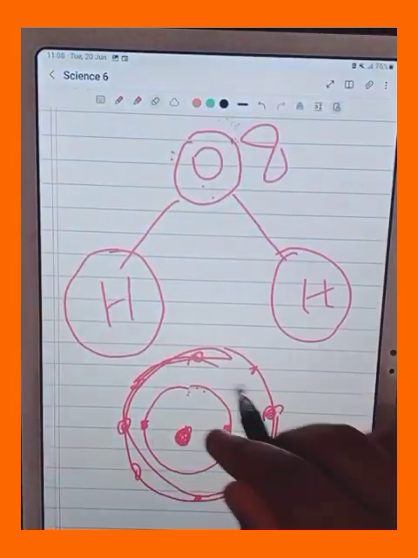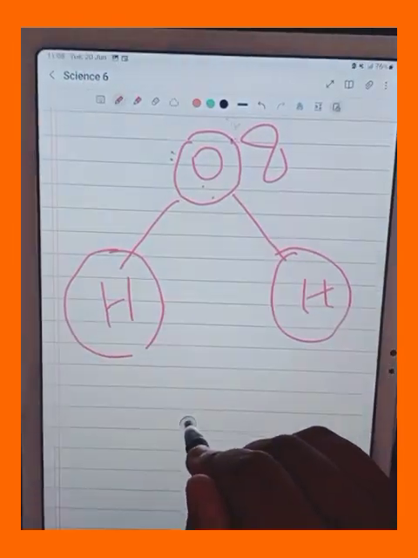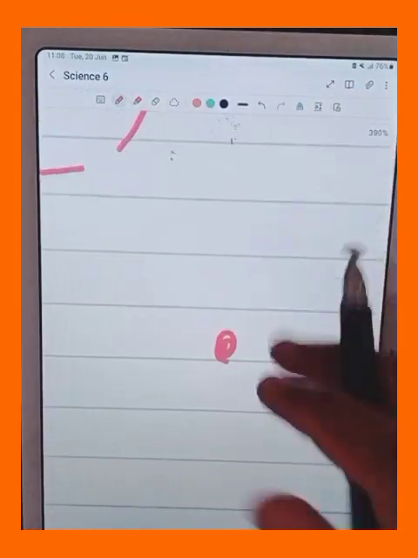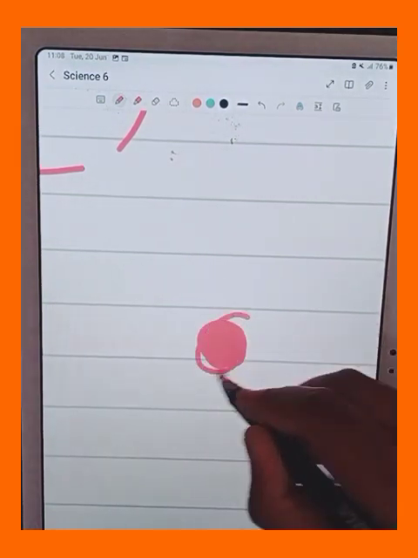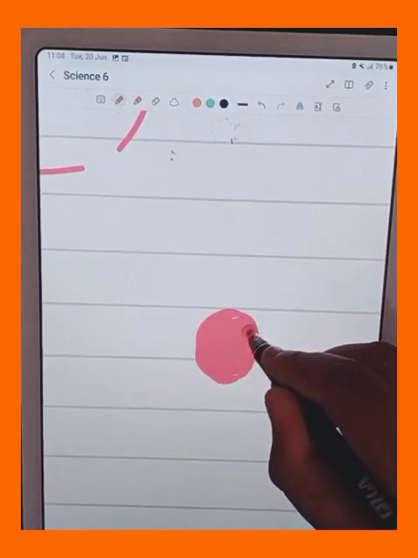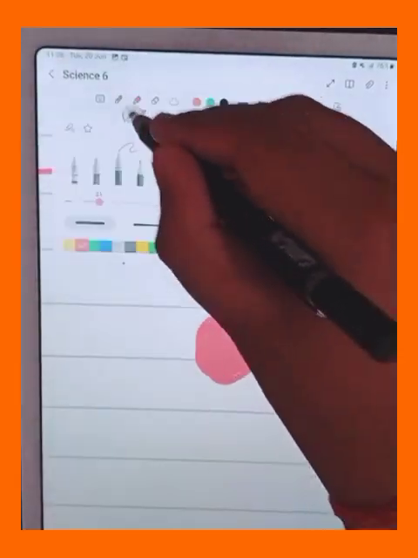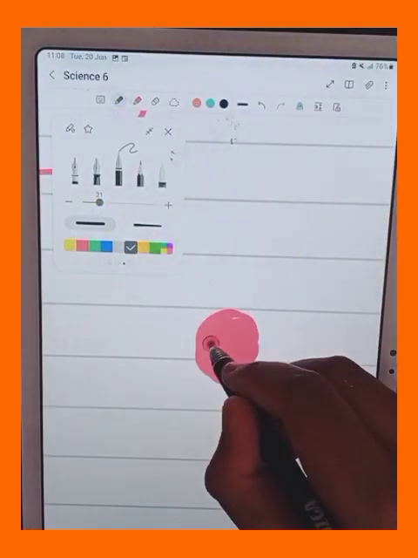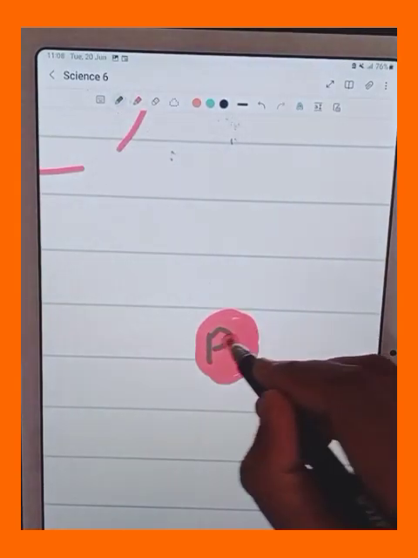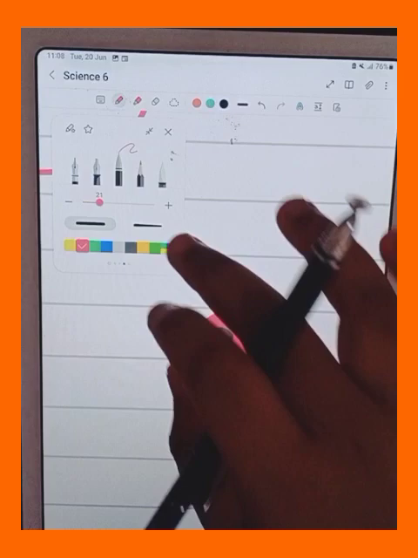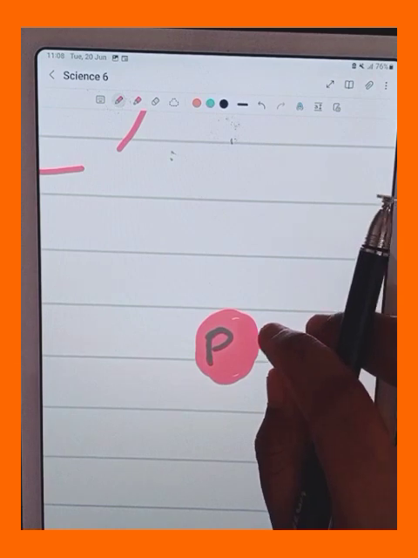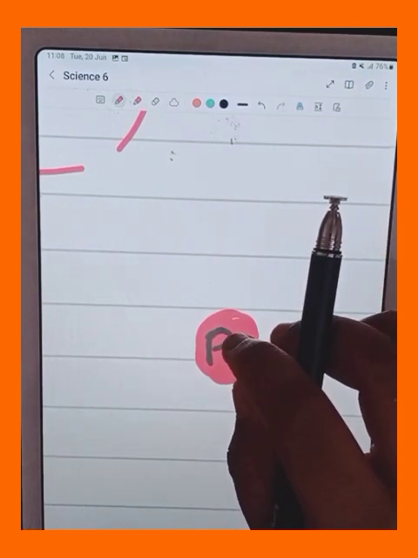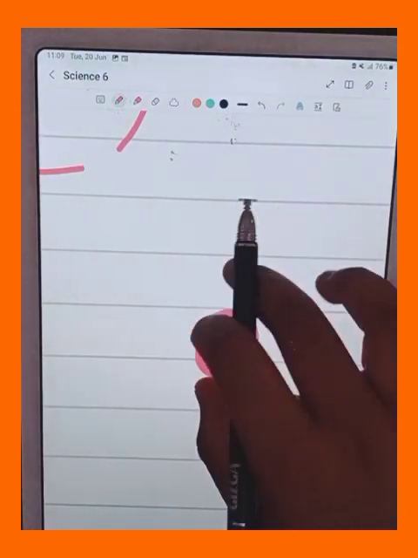Oxygen, so let me draw it very nicely here. Let me zoom. Let me write it over here, make it big, with black. This is a proton. So there are 3 subatomic particles: electrons, protons, and neutrons. Protons have positive charge, electrons have negative charge, and neutrons have no charge. So what does the electron do?